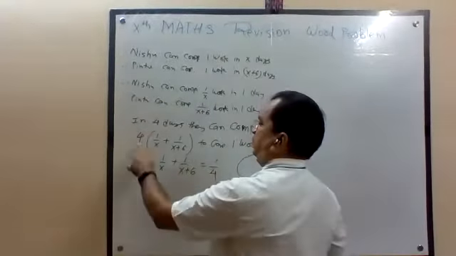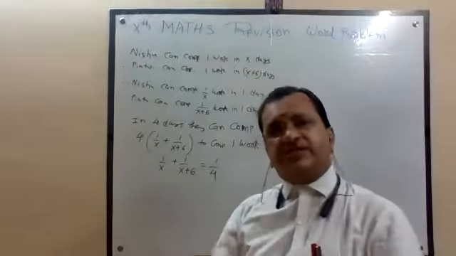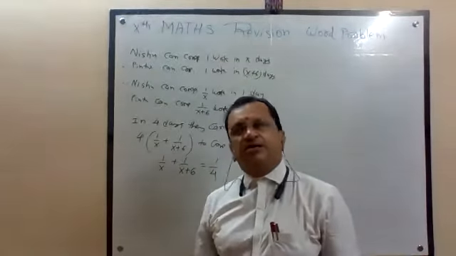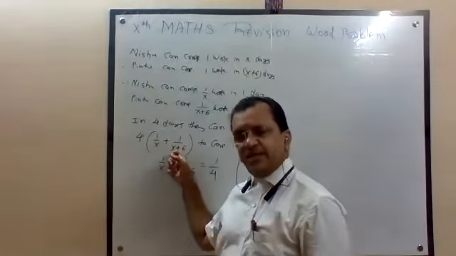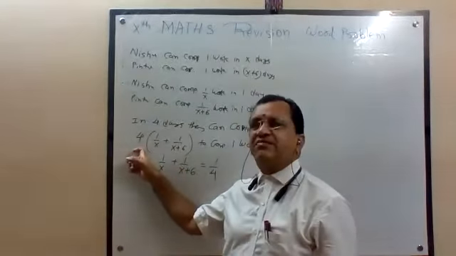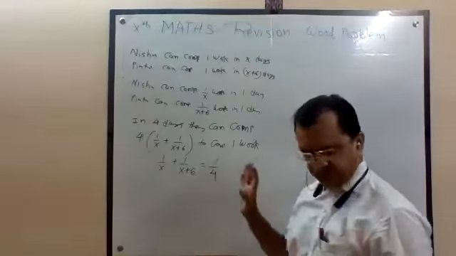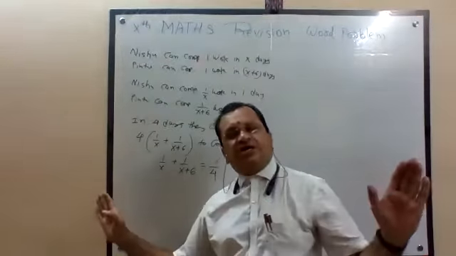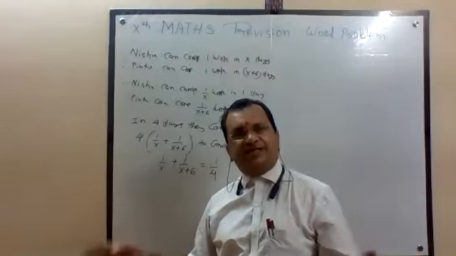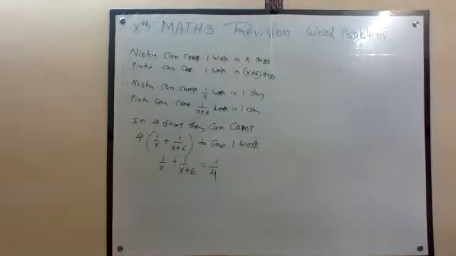Together they are working for 4 days, so 4 times their combined capacity, they will complete one work. So this 4 goes down. Now again, there are three different denominators. At that time, how to take the LCM?